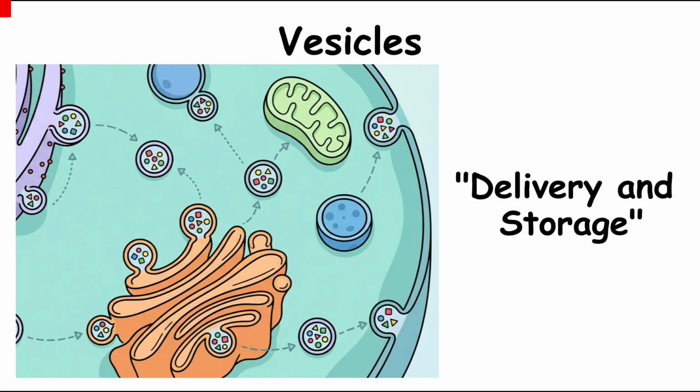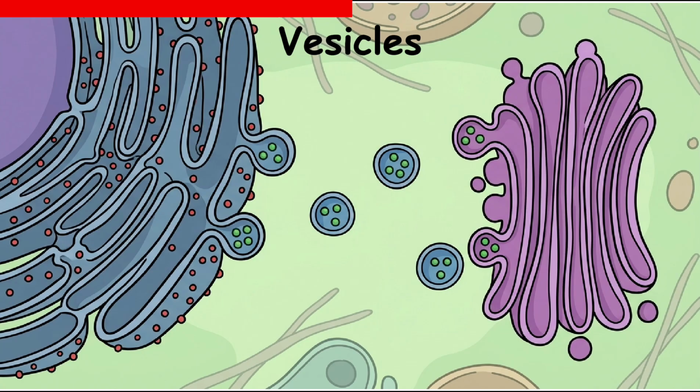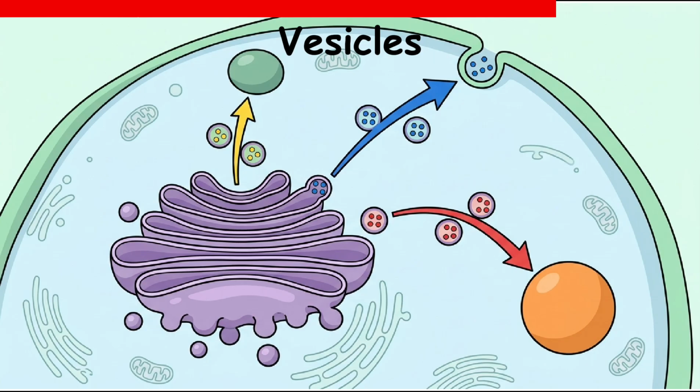Vesicles. Vesicles are small membrane-bound sacs that transport, store, or deliver substances within the cell. They allow materials to move between organelles without those organelles having to directly connect with one another. For example, transport vesicles can carry proteins from the endoplasmic reticulum to the Golgi apparatus. Other vesicles can carry materials from the Golgi to the cell membrane, lysosomes, or other destinations.